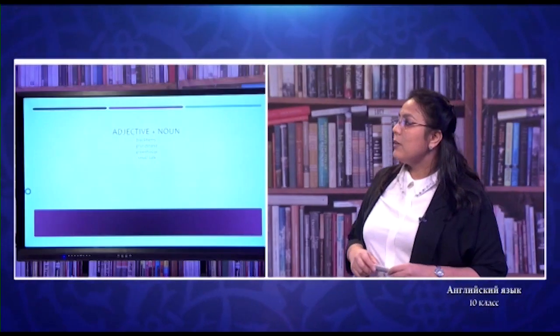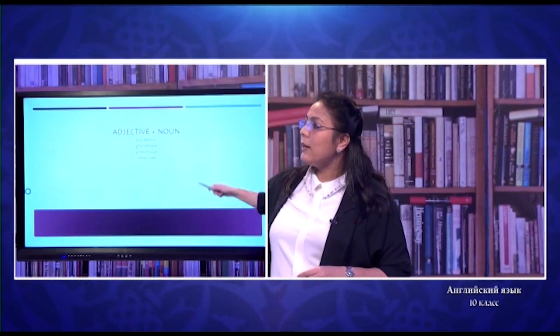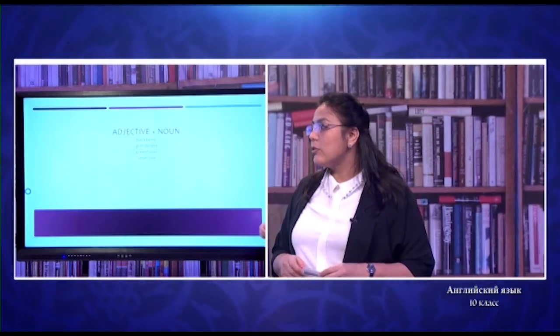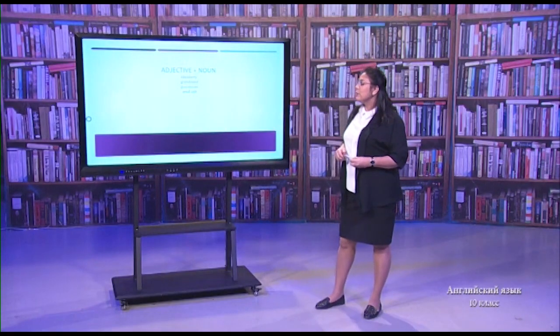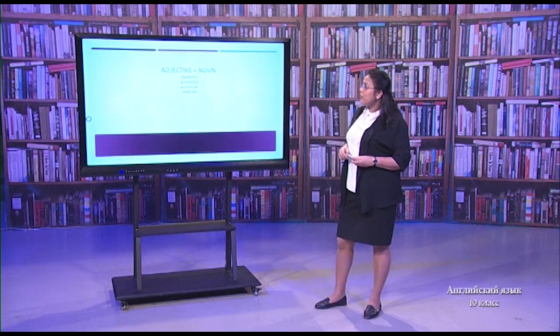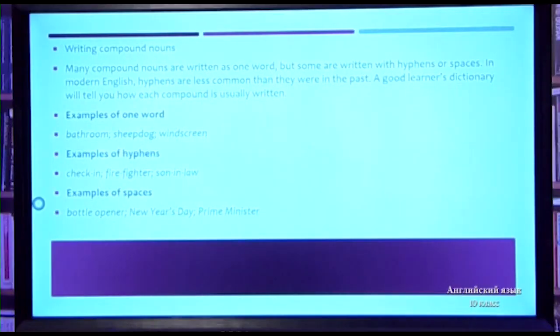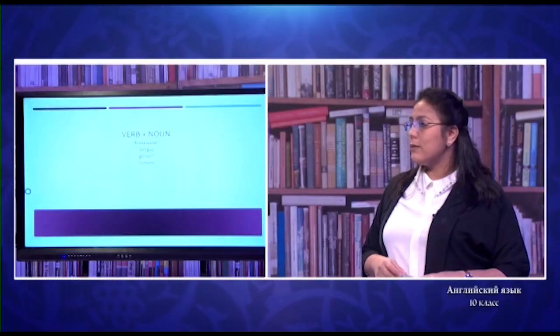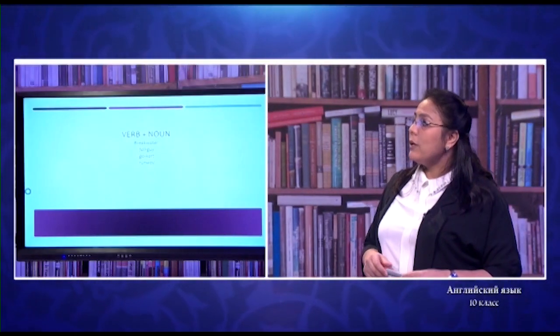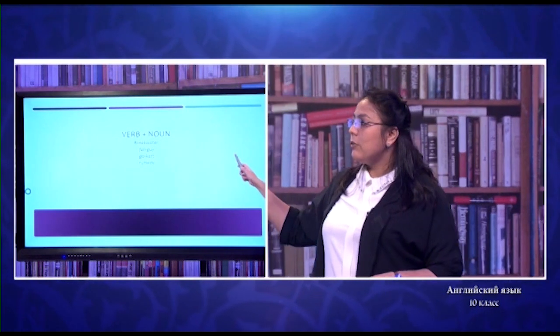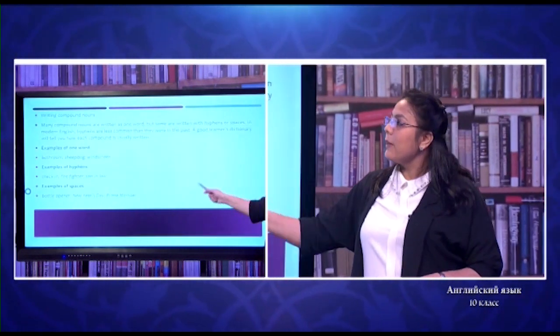Next, adjective plus noun, type of compound noun. Here you can see several examples: blackberry, grandstand, greenhouse, small talk. Adjective plus noun, we have examples: blackberry, grandstand, greenhouse, and small talk. And the last one is verb plus noun. We have some examples: breakwater, fall guy, go-kart, and runaway.